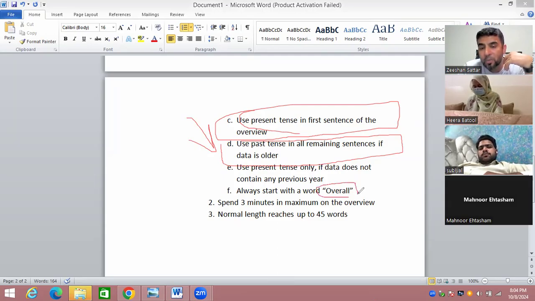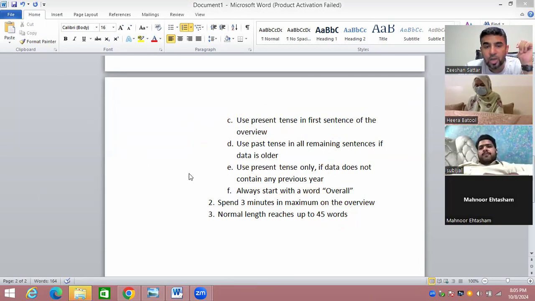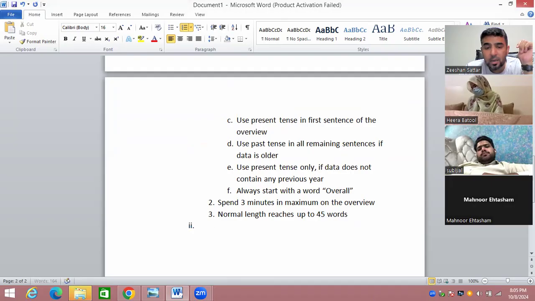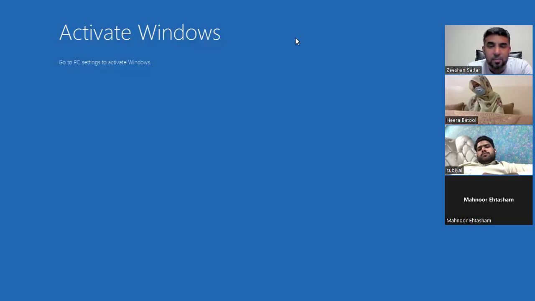We always start the overview with the word overall, and we should spend just 3 minutes maximum on the overview. A normal length of a solid, smart overview goes up to 45 words. So this is the second step of writing the summary of the IELTS writing task number 1.